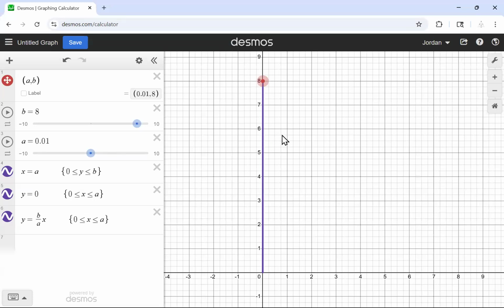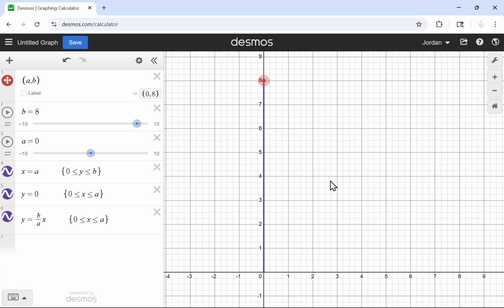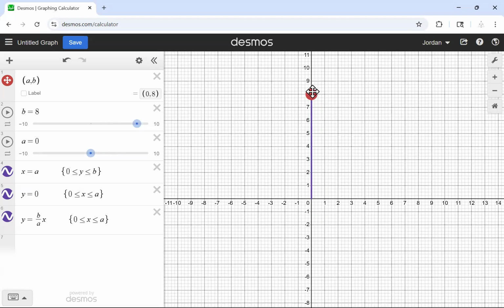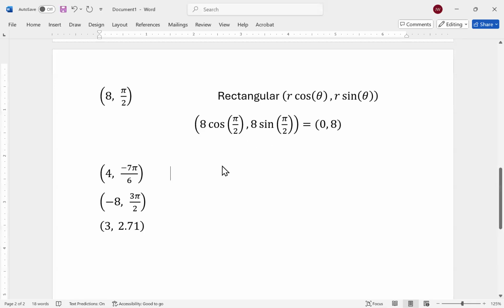Along that y-axis, we should be getting the point 0, 8, right there, which it is, as you see. So we're moving up the y-axis. That's a pi over 2 angle, and 8 units. So we're at 0, 8. Now we can do that calculation for any of these points.